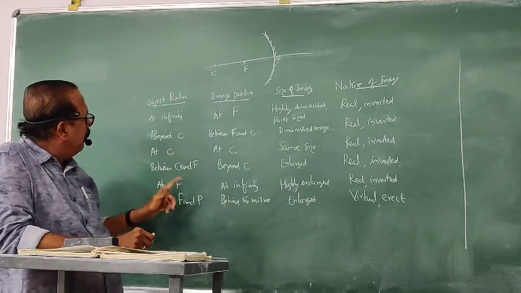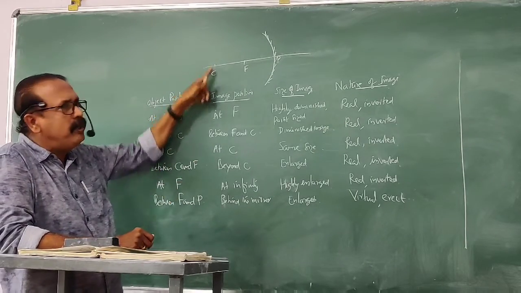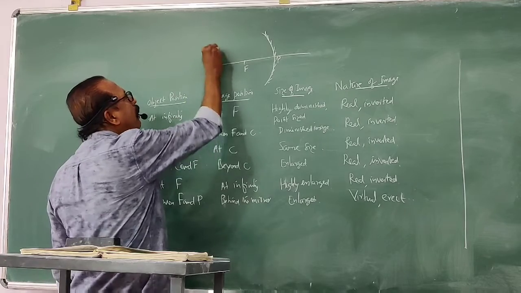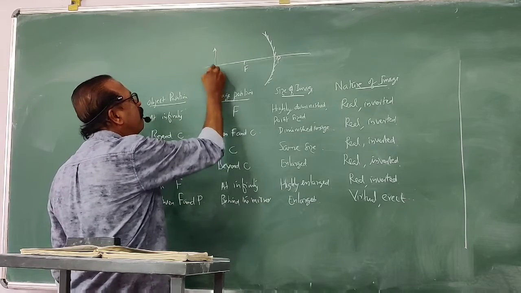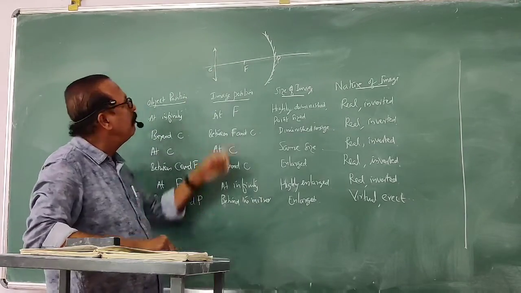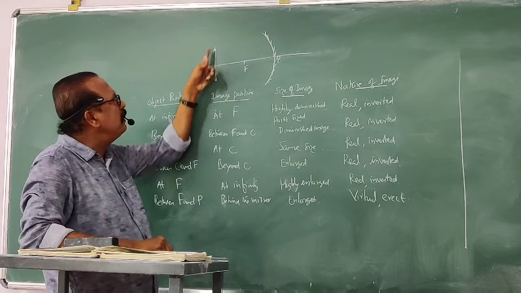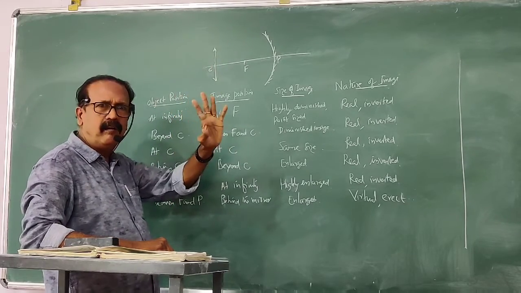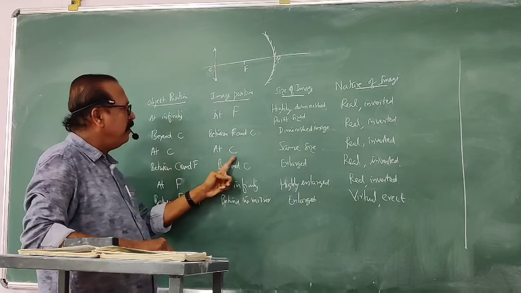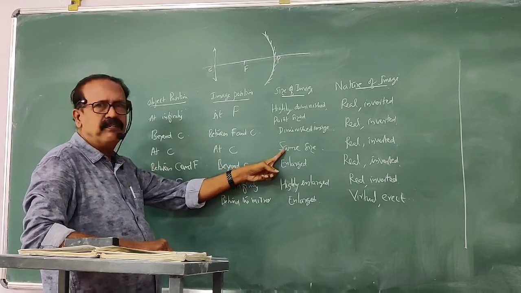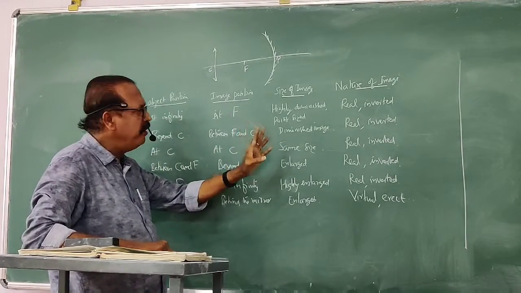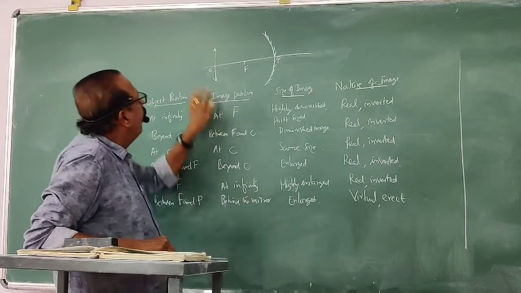Object at C: you keep an object here and you get the image here itself. When the object is at the center of curvature, you get an inverted image here itself. The image is at C, same size. This is the only position where you get the same size, real and inverted.